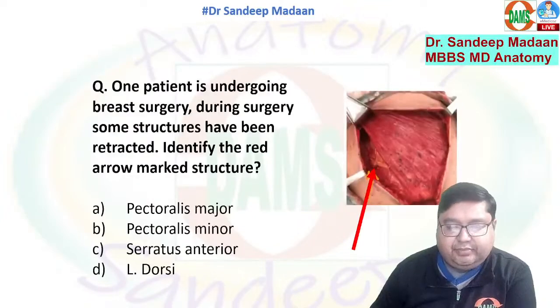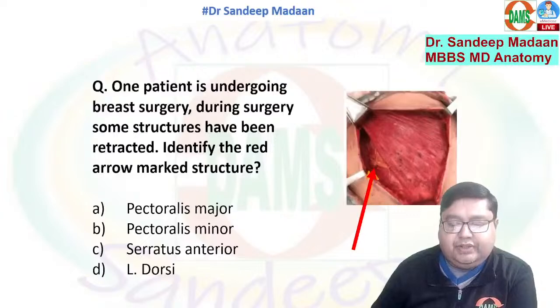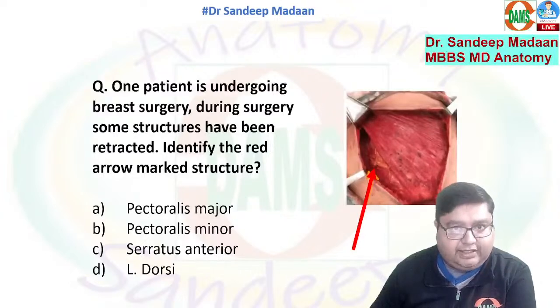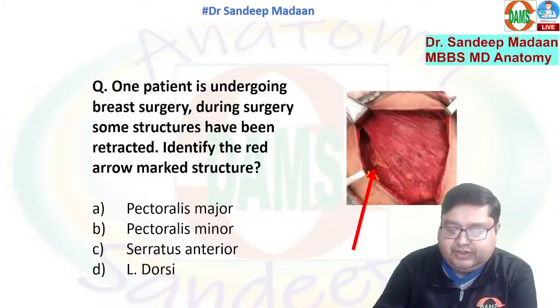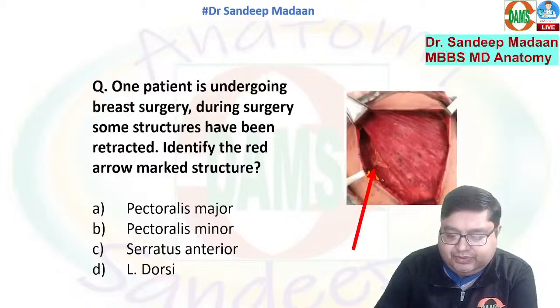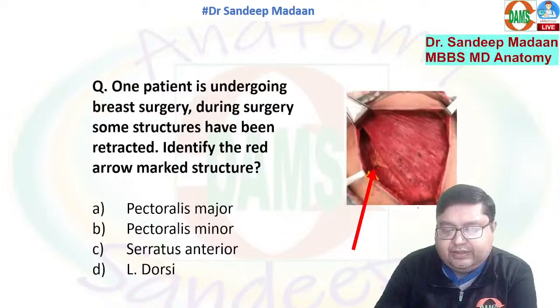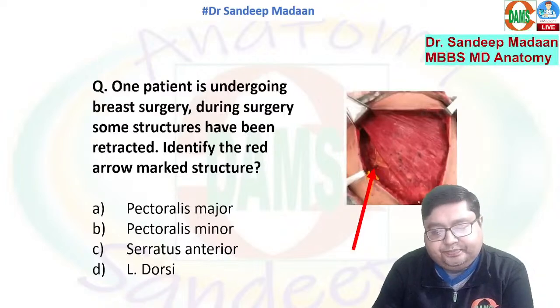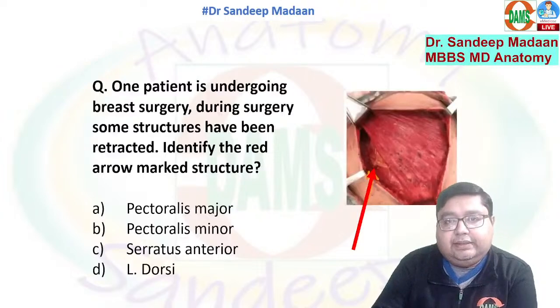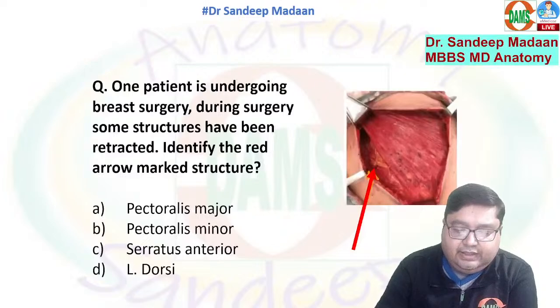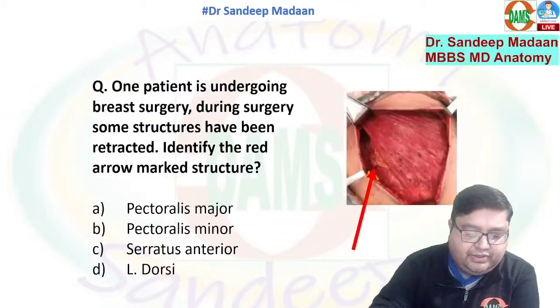Now this question, the patient is undergoing breast surgery and during the surgery some structures have been retracted. Identify the red arrow marked structure. So basically, what is this muscle? Deep to the breast, which is present in the fatty layer in the subcutaneous tissue, in the bed beneath the breast tissue, which muscles are present? So we can say this is the pectoralis major.